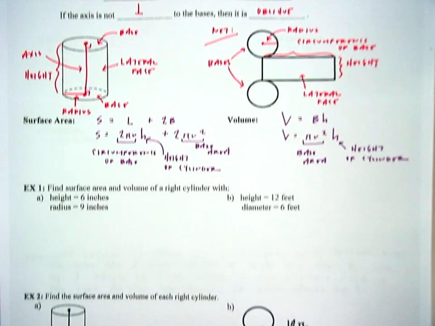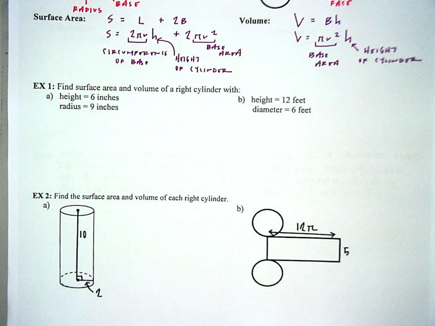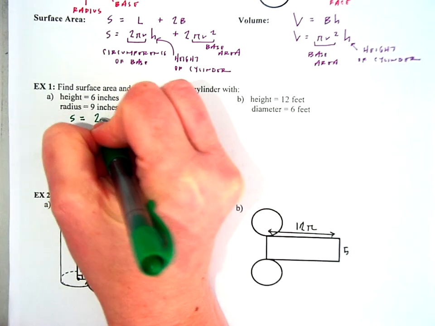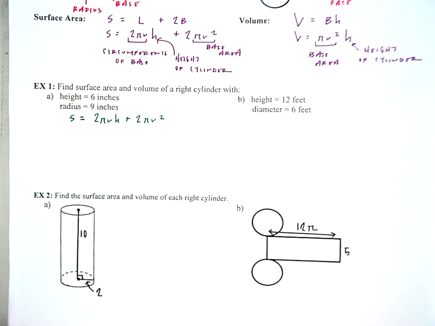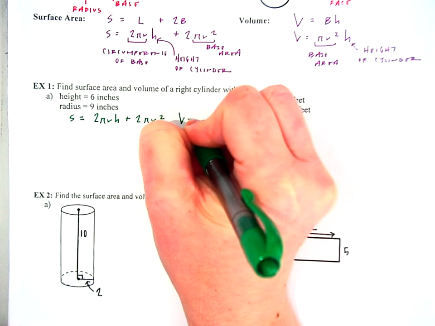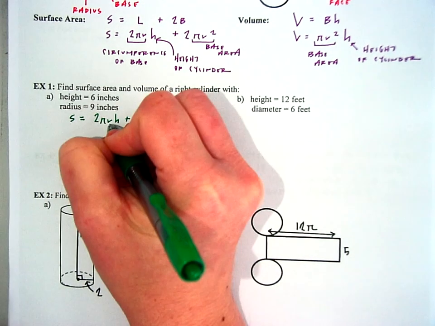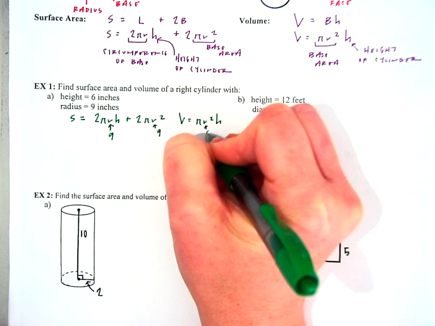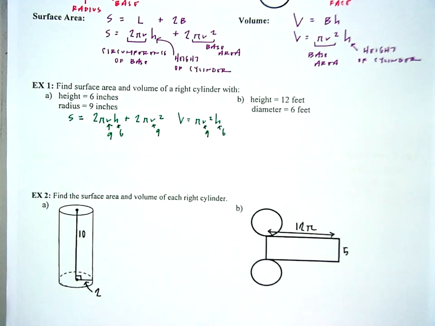Find the surface area and the volume of a right cylinder with a height of 6 and a radius of 9. First, I'm just going to lay out my formulas. My surface area is going to be my circumference times the height plus my two base areas, and then the volume will be the base area times the height. I'm told my radius is 9, so I'm going to plug in a 9 for every radius that I see. And my height is 6, so I'm going to plug in a 6 for each h that I see.